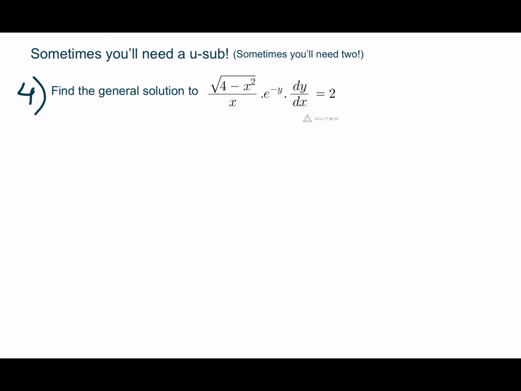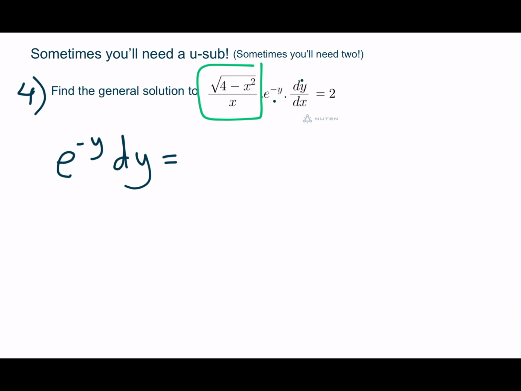It's the square root of 4 minus x squared over x times e to the negative y times dy dx equals 2. All right, so you need to break this apart algebraically. You need to get everything x over to the right side. So I'm going to multiply by dx. I'm going to divide by this fraction or multiply by its reciprocal. So what that's going to end up leaving me with is an e to the negative y and a dy on the left. That's what I want to keep there.